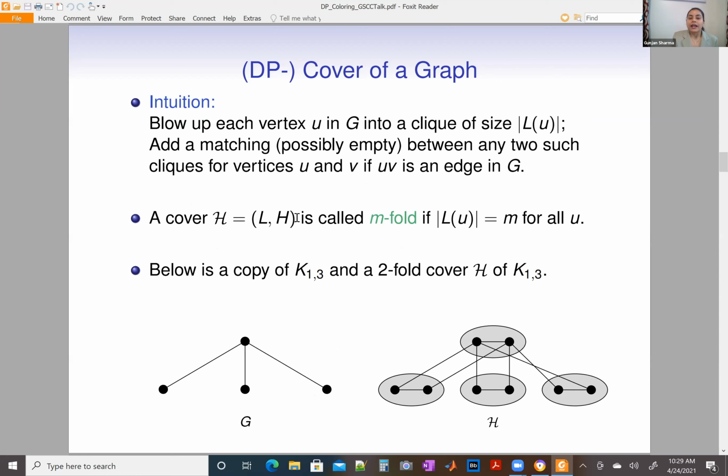Okay, so whenever for each vertex the list size is the same, say M, we call that cover an M-fold cover. It's very analogous to a K assignment. So here's an example of the complete bipartite graph K_{1,3} and a 2-fold cover of K_{1,3}.